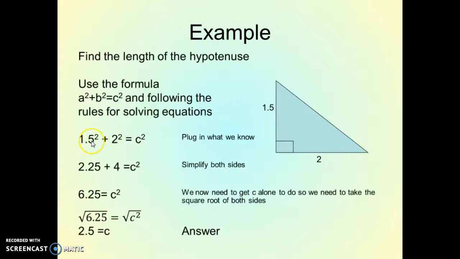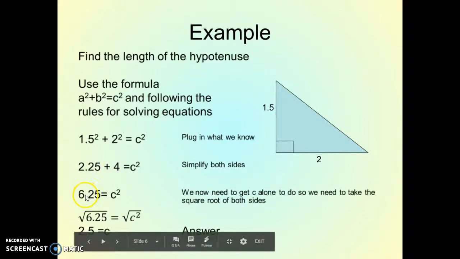On your calculator, we're not multiplying by 2. We are squaring it, or multiplying 1.5 by itself. So 1.5 squared is 2.25. 2 squared is 4. And then we still don't know what c squared is, so you just write it down. Now you're basically doing train tracks. 2.25 plus 4 is 6.25, but that's what c squared is. We don't want c to be squared. We just want c by itself.